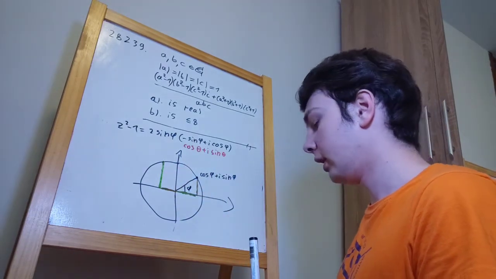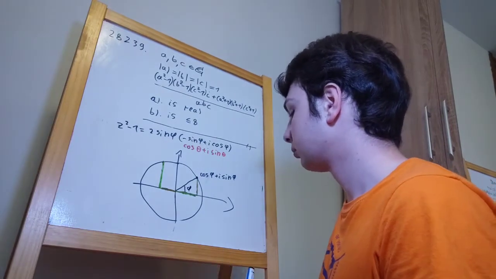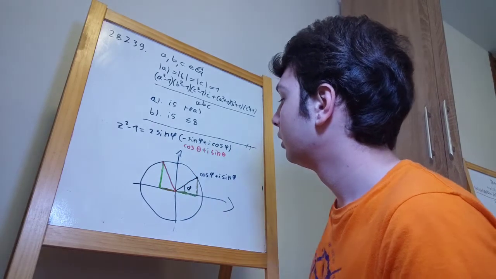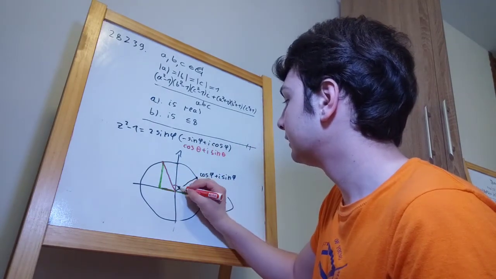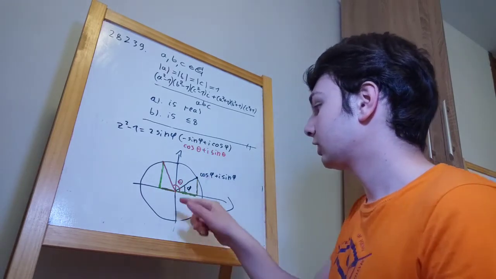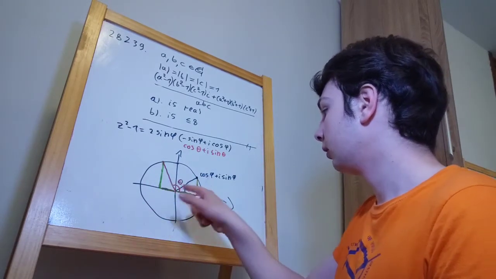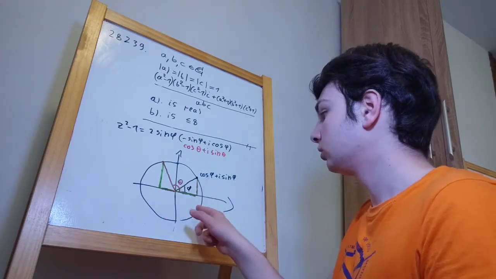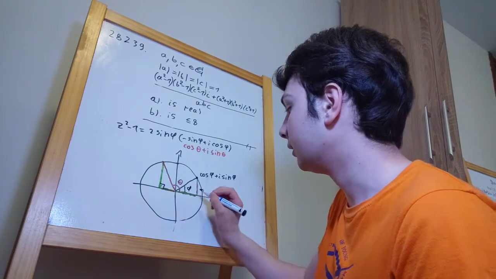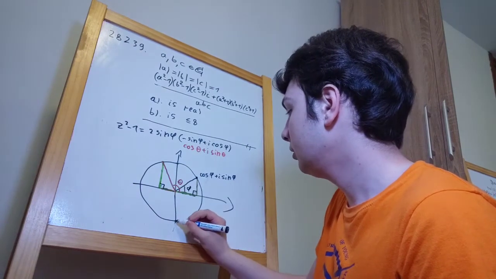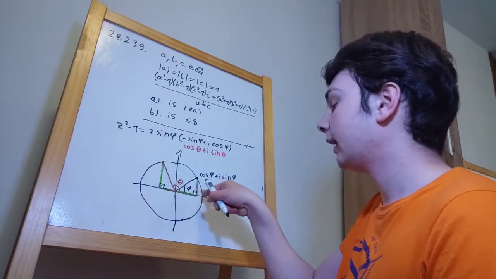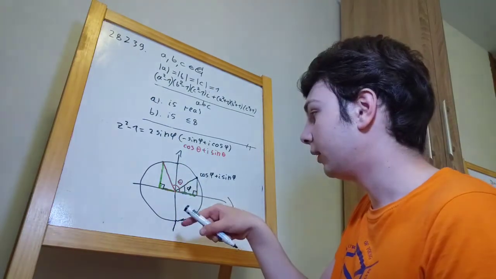Alright, now I'll draw this in red for you. And notice this is theta, and because we have the same lengths, two lengths and a right angle, I just draw the right angle right here. This means that these two triangles are congruent.